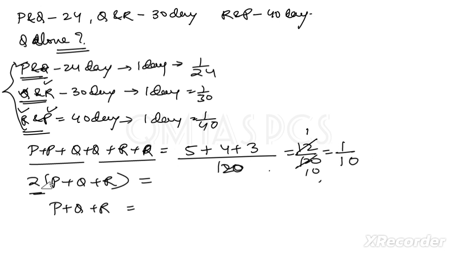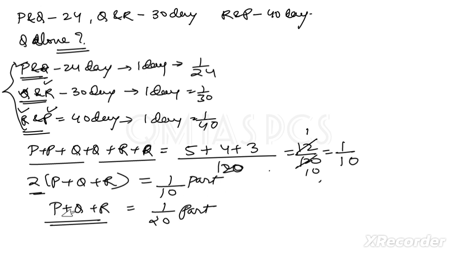So when 2 times of PQR is working, they are completing 1 by 10 part. 1 by 10 part they are completing, 2 times of PQR. So when PQR are individually working, not 2 times, it will be 1 by 20 part. It is obvious: if 2 times of PQR is working, then the part is 1 by 10.